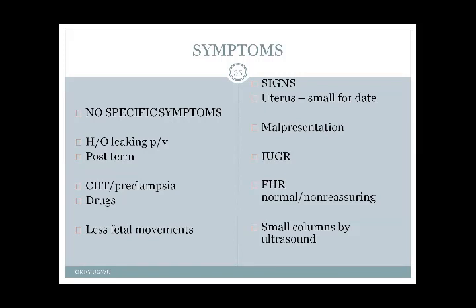And what are the signs? The uterus is small for dates. Malpresentation can be there. Intrauterine growth restriction can be there. The fetus would show a normal or sometimes non-reassuring cardiotocography, and small columns or small vertical pools of amniotic fluid will be seen on the ultrasound.